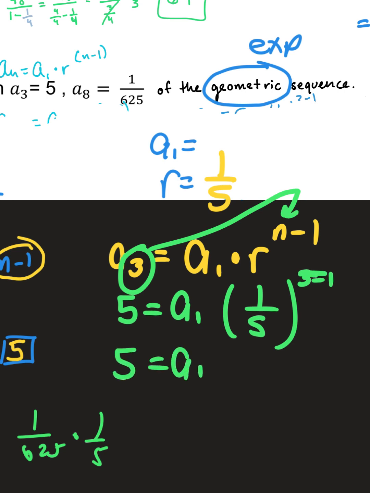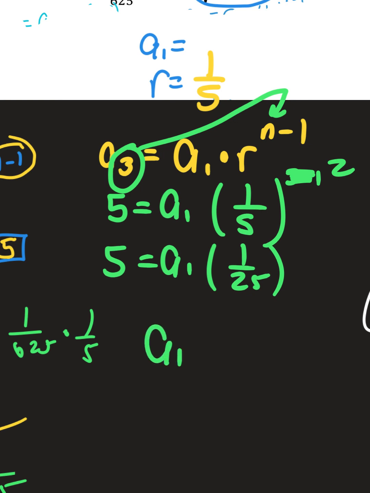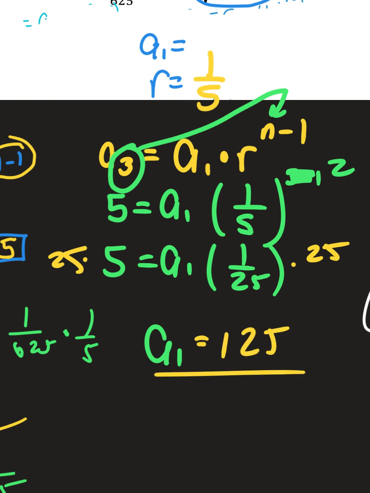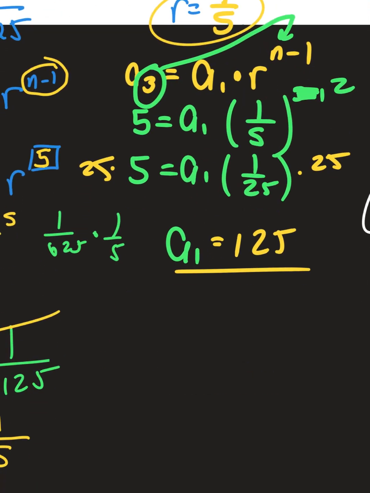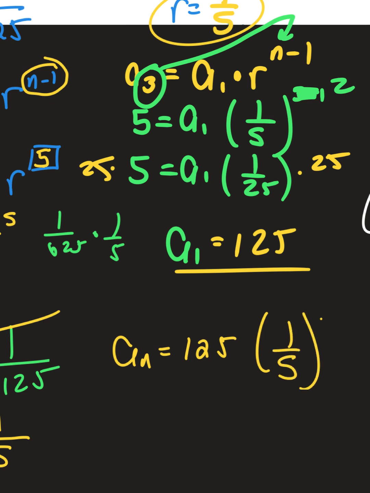What is 1 over 5 squared? 1 over 25? And then what do you do to both sides? Multiply by 25? So your first term is 125. So now you have both things you need to write your rule. Your rule is a sub n equals first term, which is 125, times your r to the n minus 1. And then I might say, what's the 10th term? So you got to plug in 10. And again, that's a fraction, so you need to leave it as a fraction.